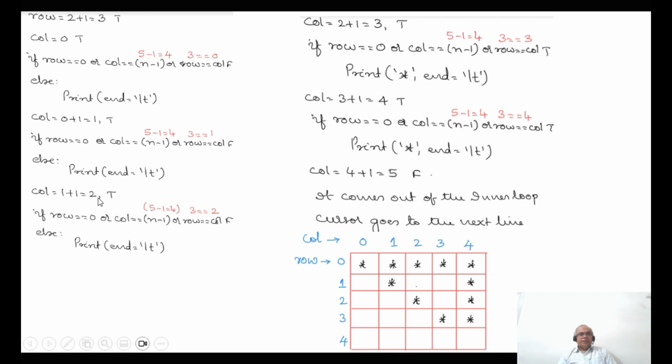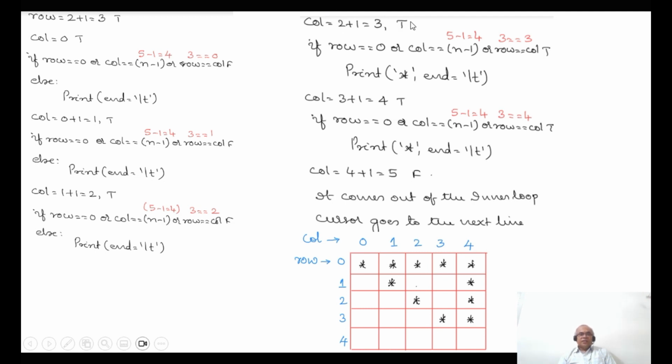Then column will be 1 plus 1, it is true. 2 is within 5, yes. Row is equal to 0? So what is the row number? 3. 3 is equal to 0, no. Column is equal to 5 minus 1, which is 4, no. Correct? And row is equal to column. 3 is equal to 2? That is 3 row, 2 column, it's no. So the condition becomes false. Print space. Comes to the third column.